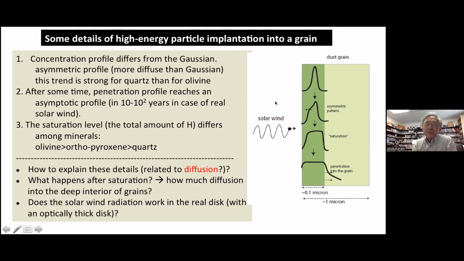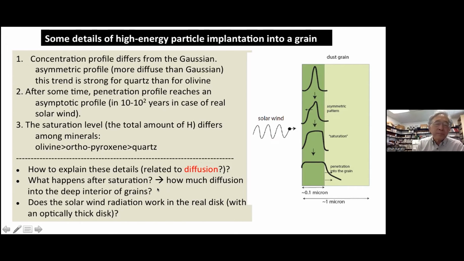Given those little surprising details, we'd like to understand or explain those details. The first question is, how can we explain those details? The details look like they're related to diffusion, but how could diffusion explain those details, which I'm going to discuss in the next 5 or 10 minutes.